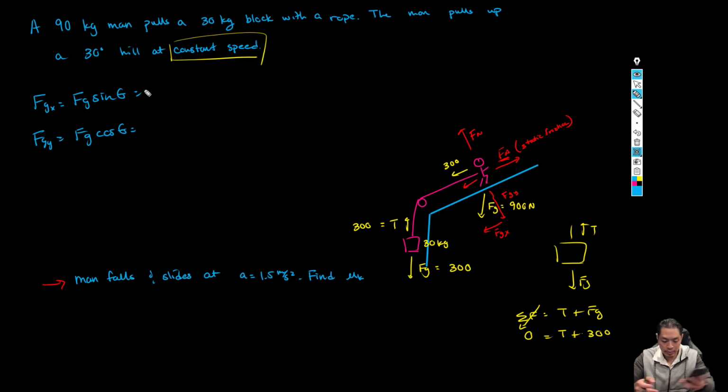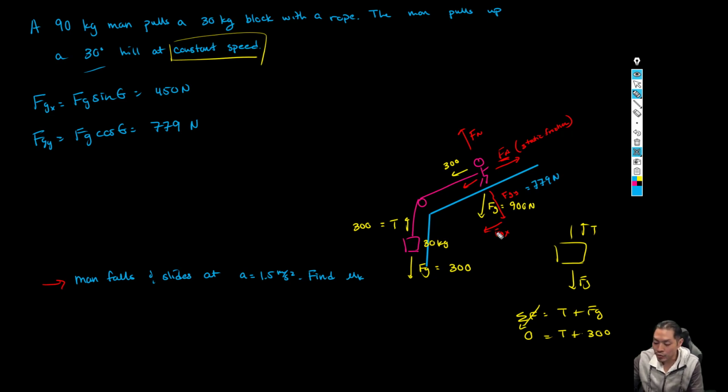900 times sine of 30 degrees gives me 450. 900 cosine of 30 gives me 779.4. So I'll just call it 779 newtons. So those are my two. So FGY is 779 newtons. Remember, it's not moving up or down.